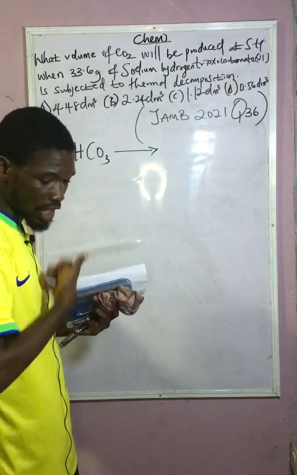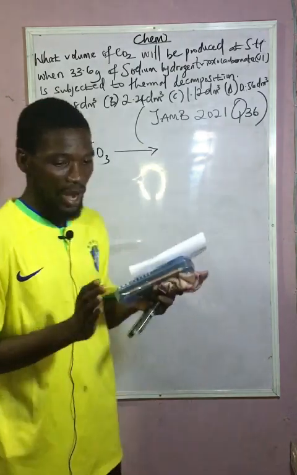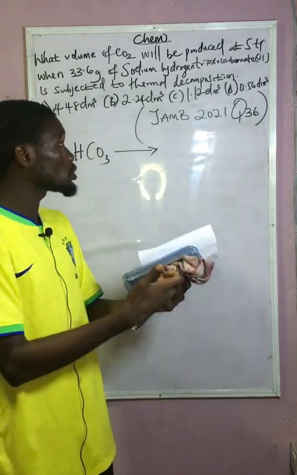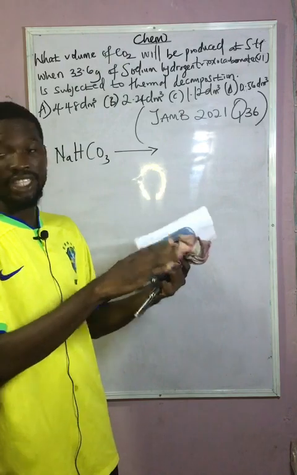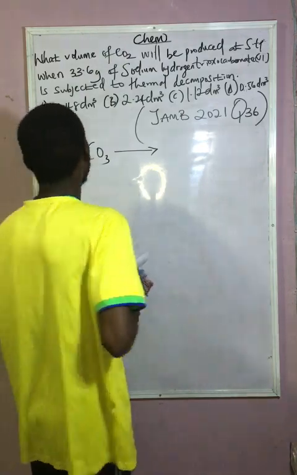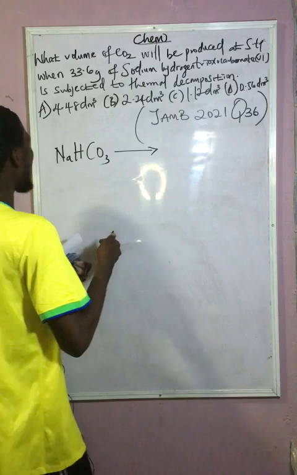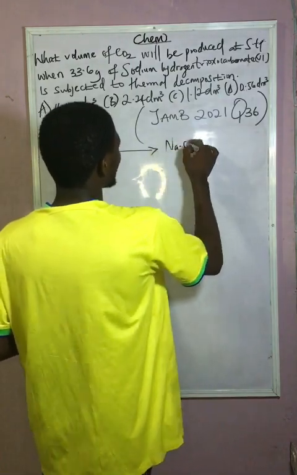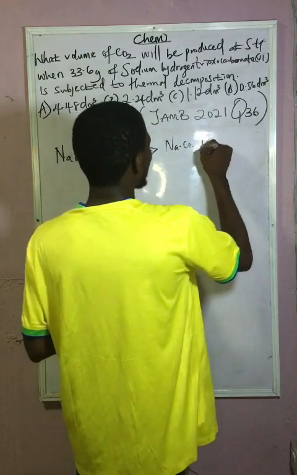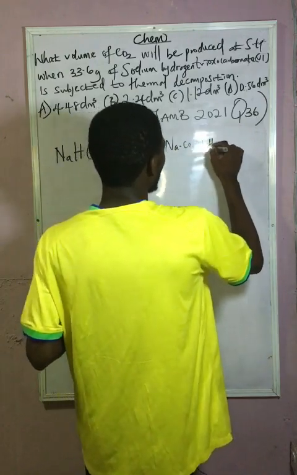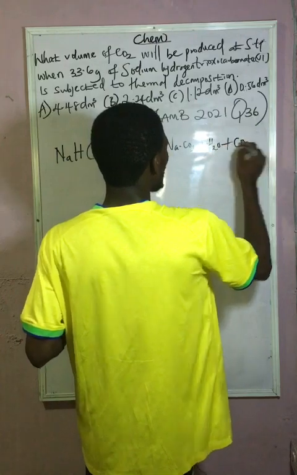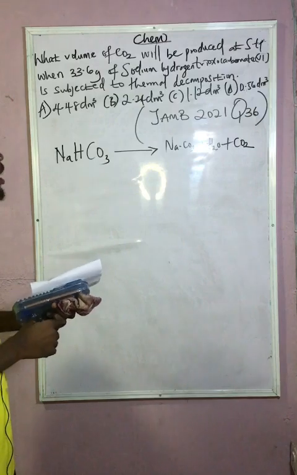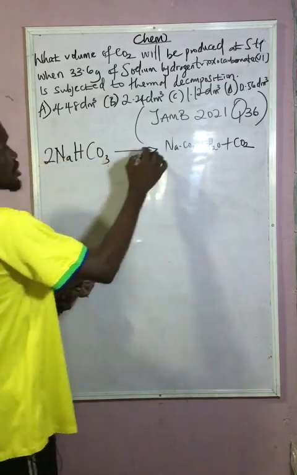From that word, something decomposes. When we talk about composition, it means when A and B come together, they can easily form AB. When we talk about decomposition, it means it breaks down entirely. So class, I can say that I have, adding 2 to this, Na2CO3 plus CO2. Is it balanced? So let's see if it is balanced.